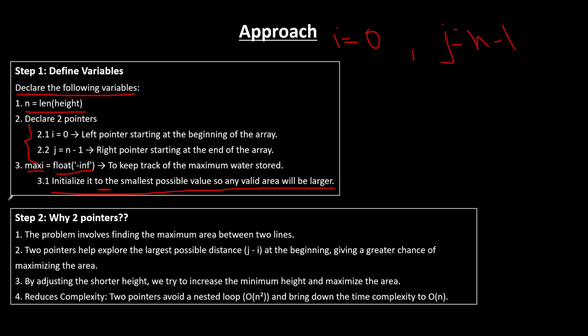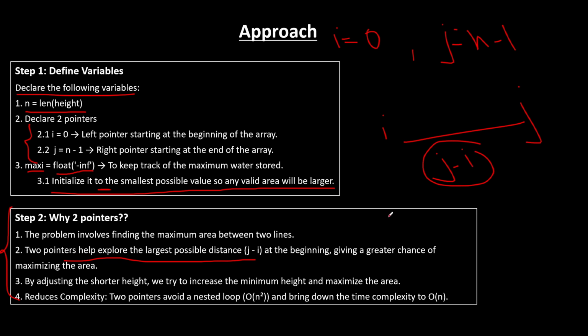Okay. Now, why two pointers? As I already explained in the intuition, I will try to explain it again. First and foremost, we have to find the area, the distance between any two pointers, or poles. Also, two pointers help explore the largest possible distance, since we can directly do j minus i to find the distance between them, giving a greater chance of maximizing the area.